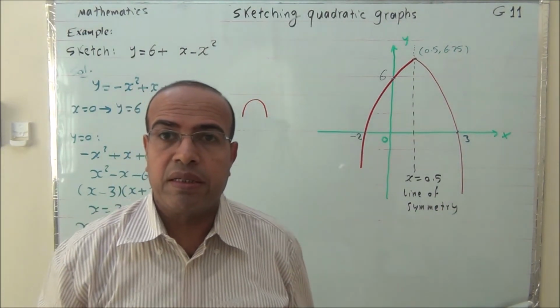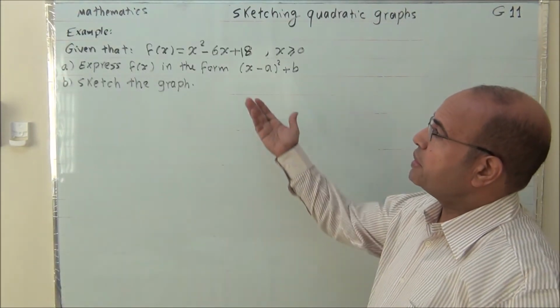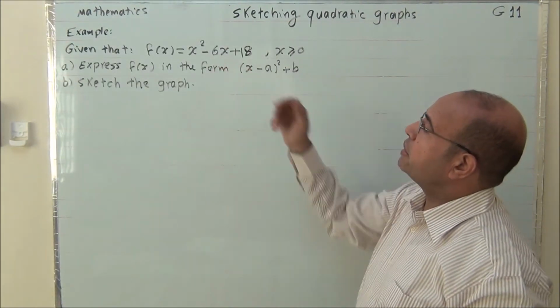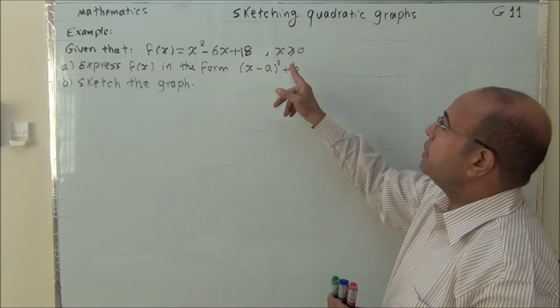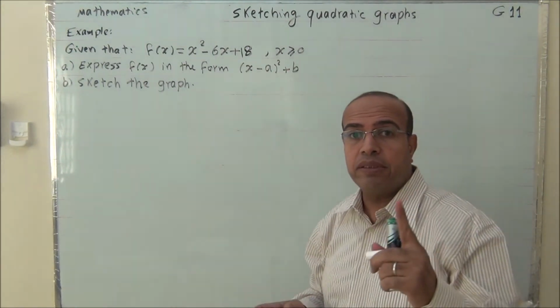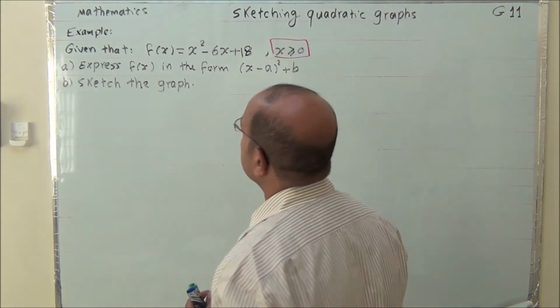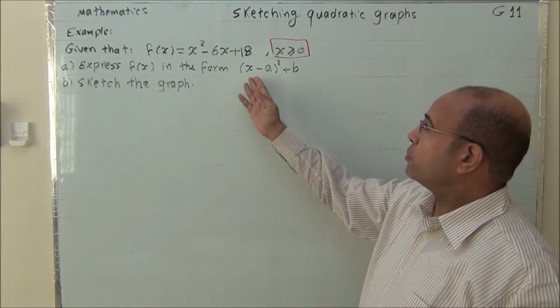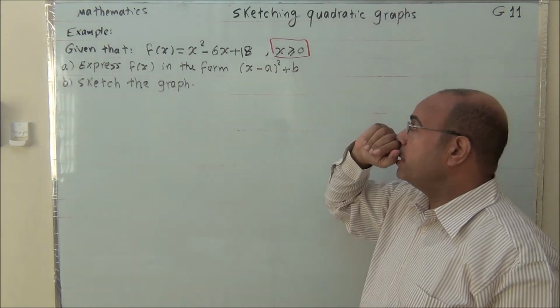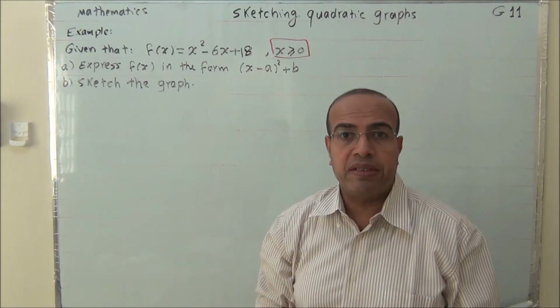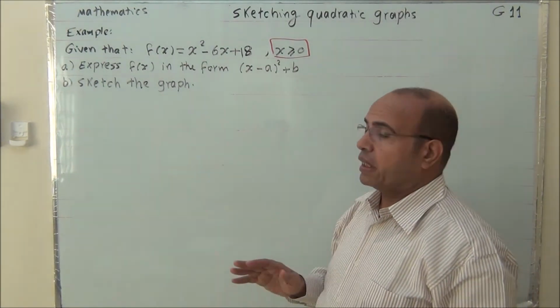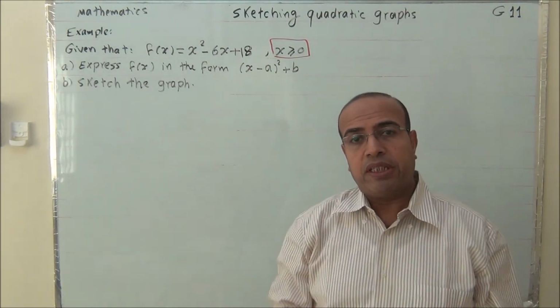Let us see another example. Given that f of x equals x squared minus 6x plus 18, where x is greater than or equal to 0. Take care of this given when you sketch the graph. Express f of x in the form (x minus a) squared plus b, so we need to complete the square. Then sketch the graph. We use completing the square to sketch the graph.